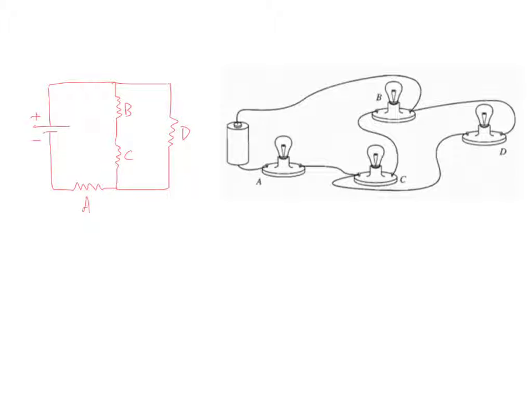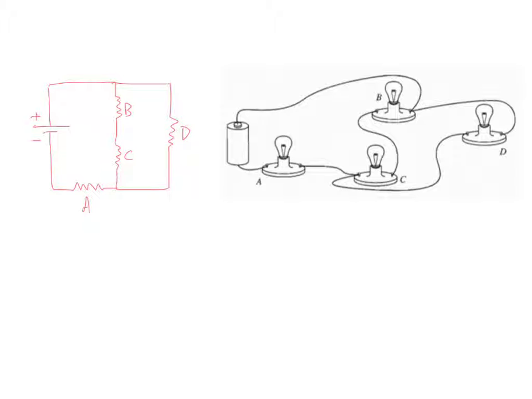And because we've increased the resistance of the whole circuit, that means less current will flow. So there's less current flowing out of the battery around the circuit, which means less current is going to flow through bulb A, so bulb A is going to get dimmer.